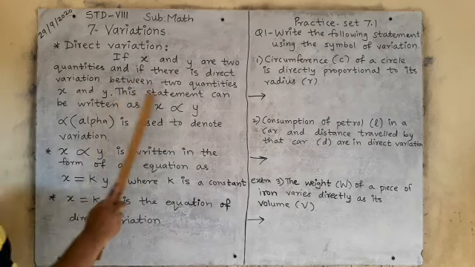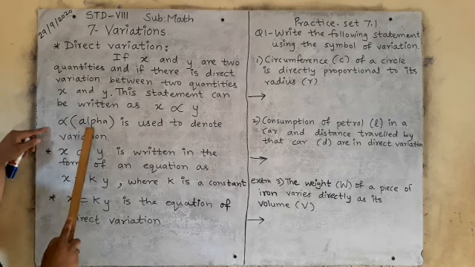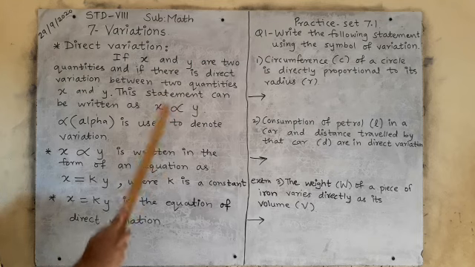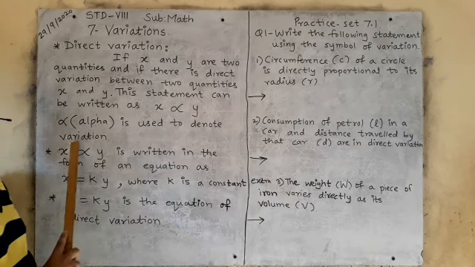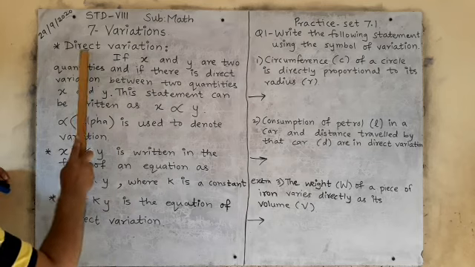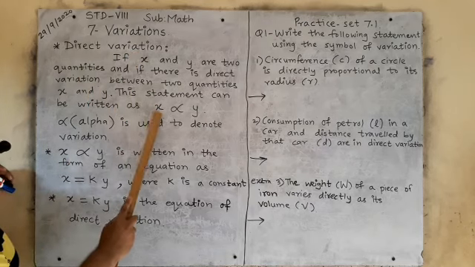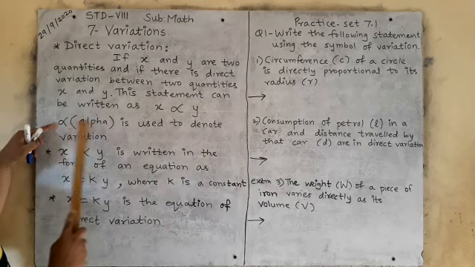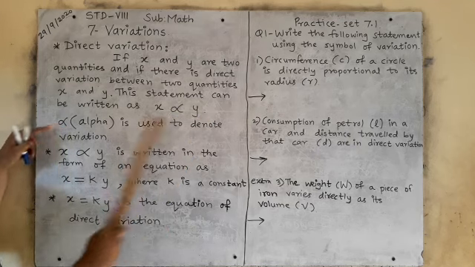In Greek language, this symbol is known as alpha, and it is used in mathematics to denote variation. So what is variation? The changing of variable parameters is called variation, and variations are of two types. Today we will see direct variation. So this is x is directly proportional to y. This is alpha, used to denote variation.